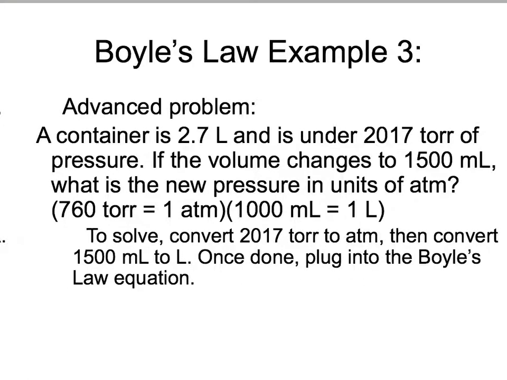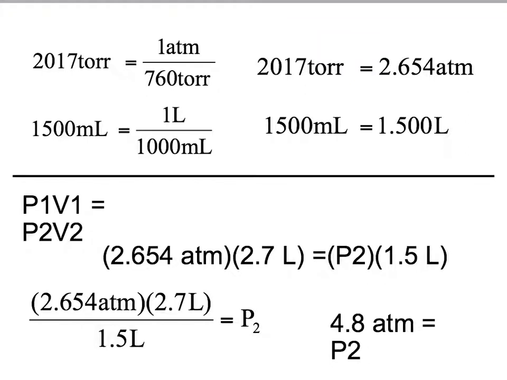Third example problem. For this, we have to make sure our pressure is in the exact same unit. So we have to convert to atmospheres. Then we can plug it into the equation. So the answer for this, we get 4.8 atmospheres for our pressure 2. So go ahead and check your work and see how you did.